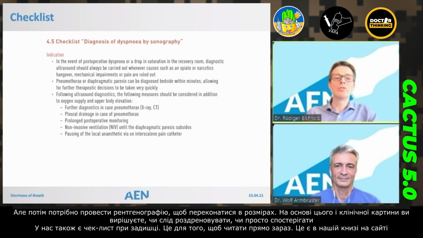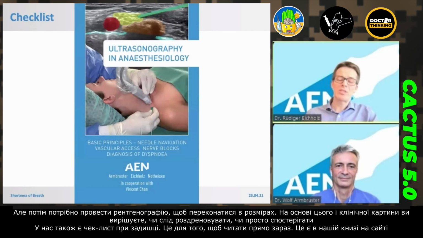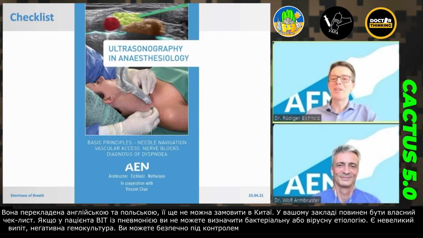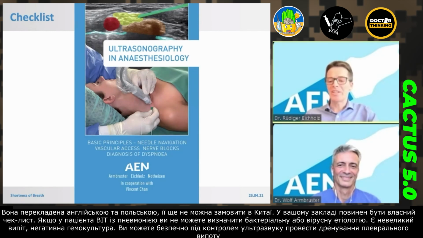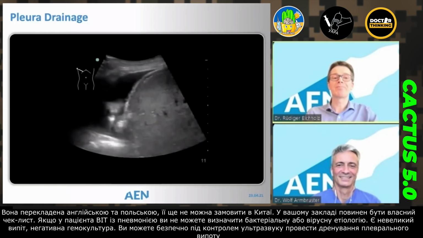We also have checklists for how to use it in the workup of shortness of breath. This is not for you to read fully right now. We have it in one of the books we wrote, and it is available in our web shop, but unfortunately it has been translated only into English and Polish, so it is not available in China yet. So you may have your own checklist in your facilities.